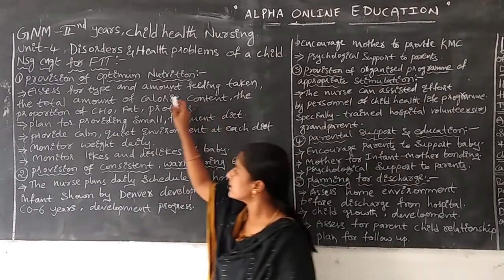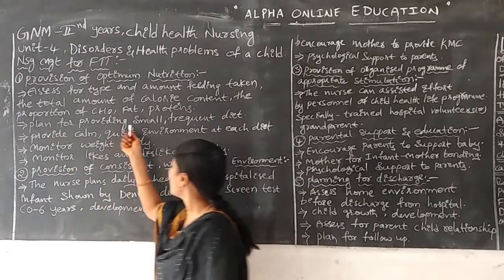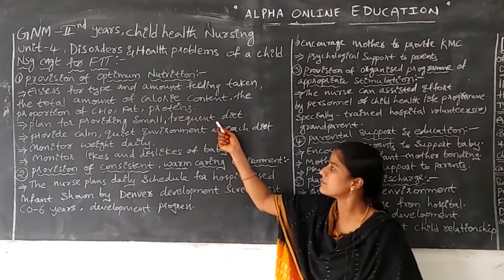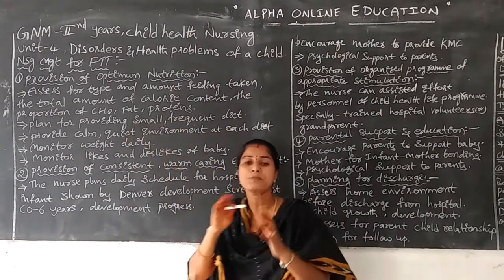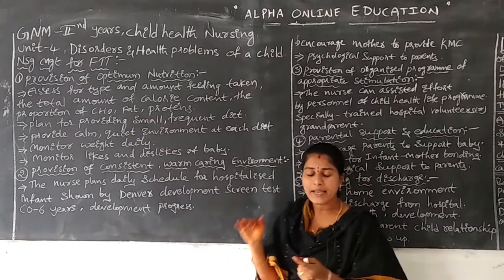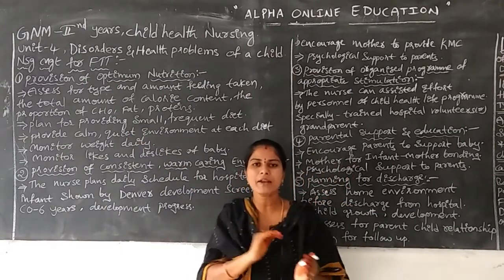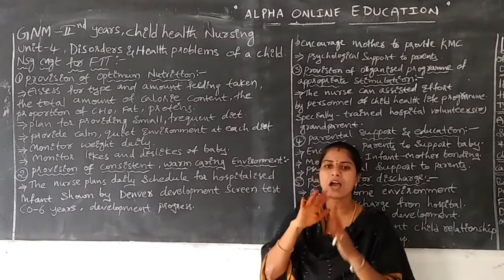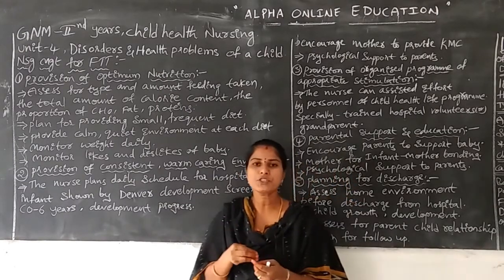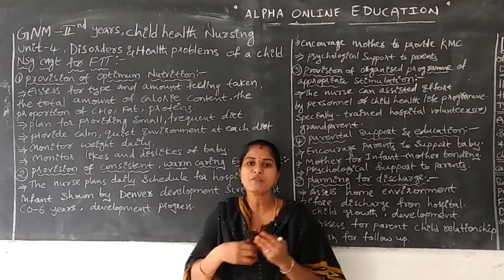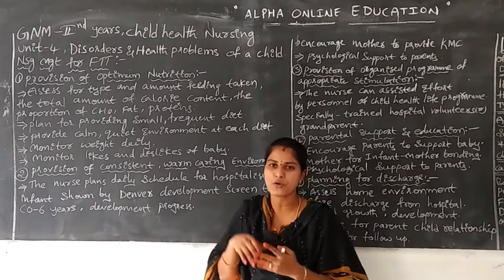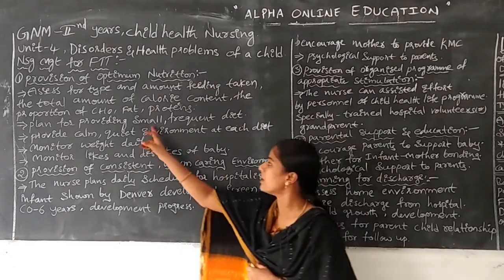Okay, next we have planned for providing a small and frequent diet. As a nurse we have to plan the diet in small amounts. The infant age group is 1 month to 12 months. If the infant takes a large amount of food, the food may not digest, and it may be vomited sometimes. For prevention of those problems we have to provide a small amount of food.